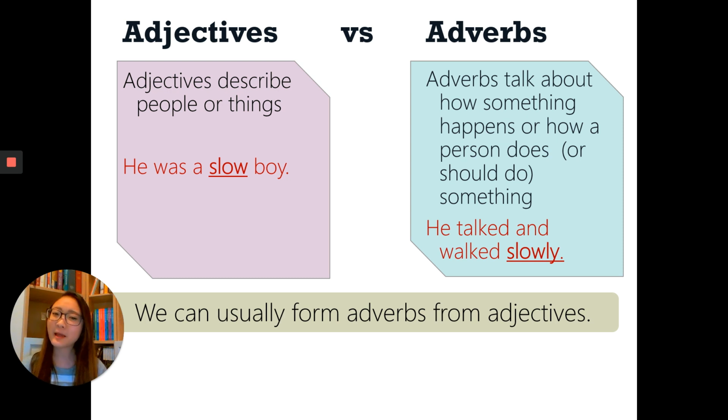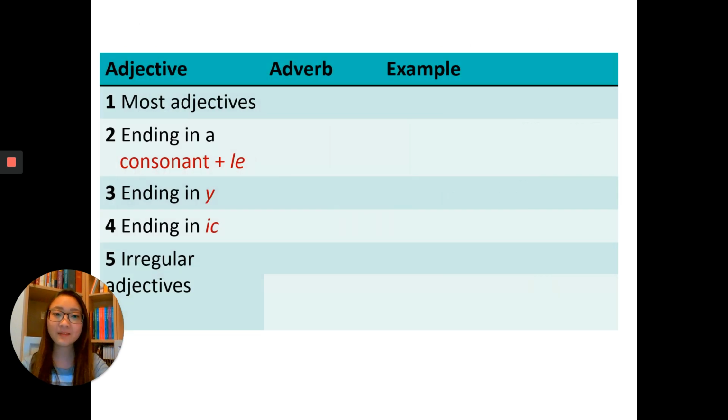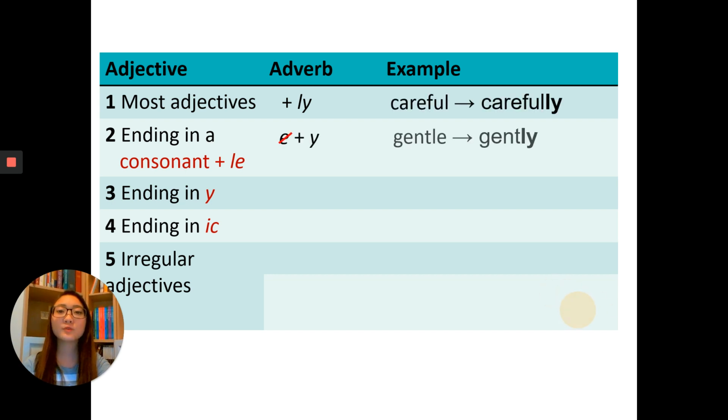And you can usually form adverbs from adjectives. So slow, made into an adverb, becomes slowly. Now this chart is in your textbook on page 113, but I would recommend you write it down on your own piece of paper. So for number one, to your adjective, you add the letters ly to make it into an adverb. For example, careful and carefully.